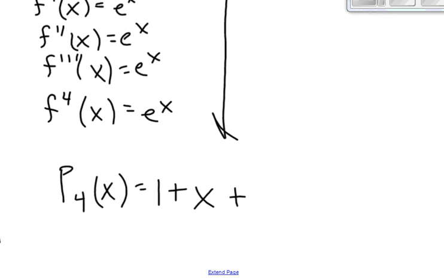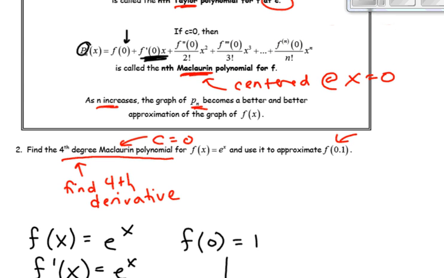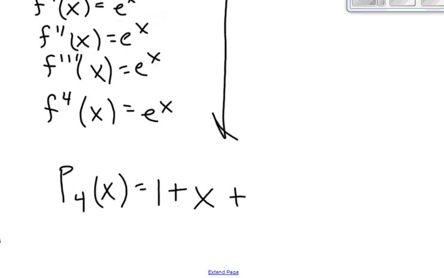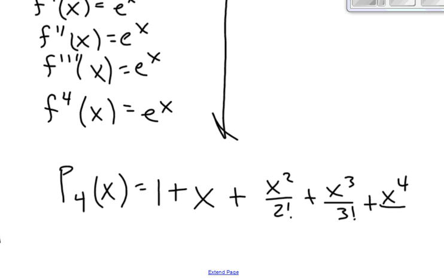Then keep going. Plus the second derivative evaluated at 0 times x squared divided by 2 factorial. So that would be 1 times x squared divided by 2 factorial. Then you're just going to keep following that pattern all the way to the fourth derivative. Okay, so what I have right there is called the fourth degree Maclaurin polynomial of e to the x.